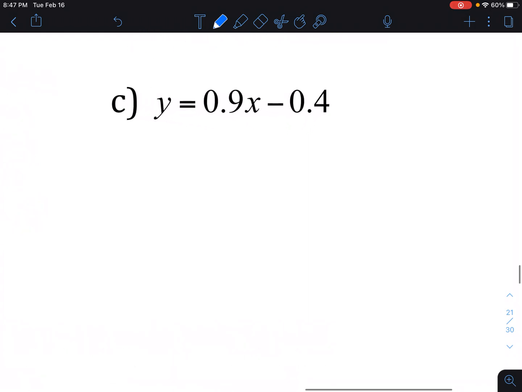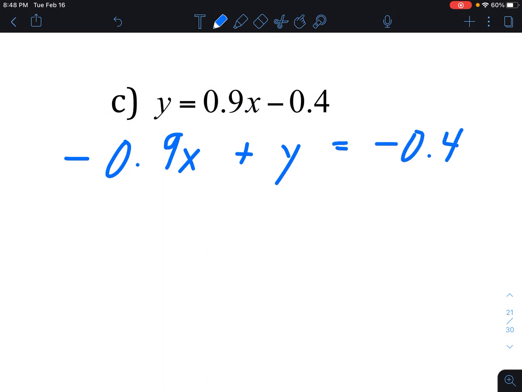Okay, next up, letter C, we have decimals. Well, let's start off. Let's get that 0.9x term to the left side right away. All right. We are not allowed to have decimals here. So how do I get rid of decimals? Now, 0.9, that's only one decimal place. 0.4, that's only one decimal place. So what can you multiply by to move one decimal place? You would multiply everything by 10.